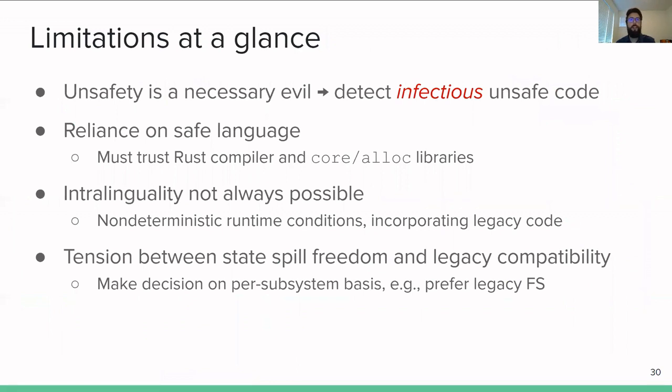Theseus is not without limitations. For example, it must accommodate some unsafe code, but it strives to detect and prevent dangerous or infectious unsafety with a compiler plugin. We also must rely upon safe language properties for isolation, and thus we have to trust that the Rust compiler and its core libraries are sound. See the paper for a fuller discussion of limitations.